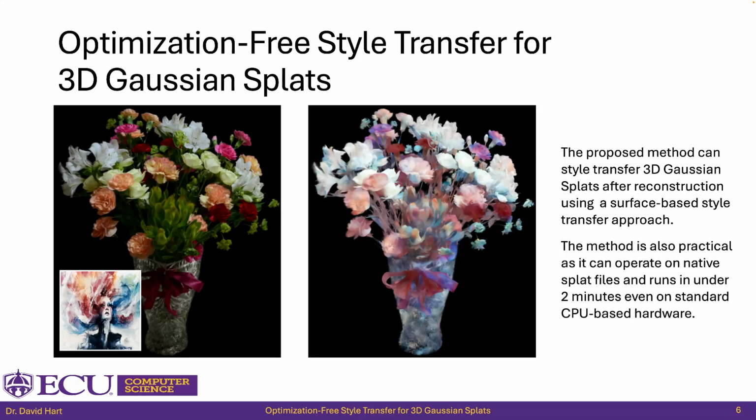Thus, we present optimization-free style transfer for 3D Gaussian splats. Our method operates directly on the native .splat files with no retraining, no optimization, and no camera data required by using a surface-based style transfer approach. Our method is also very practical and runs in under 2 minutes even on standard CPU-based hardware.